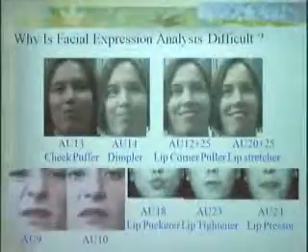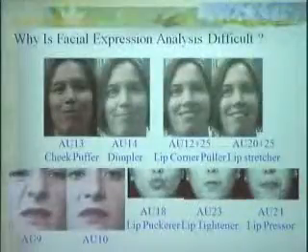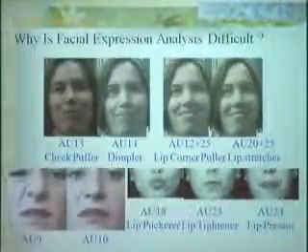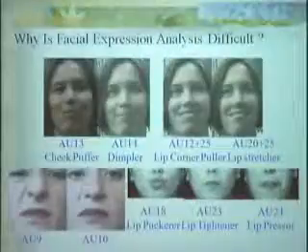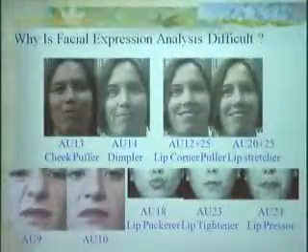And also, you can see these two, AU12 plus 25. AU12 means you lift your lip corner up. AU25 means you open your mouth like that. So when you put them together, for a smile, if you do this, it's 12 plus 25. But for AU20 plus 25, with AU20 you just stretch your lip but do not lift your lip corner. When people are doing it, it looks very similar.